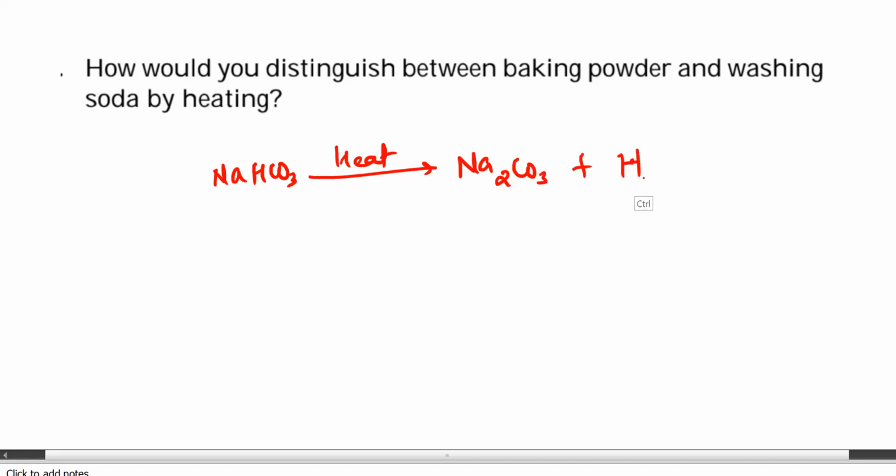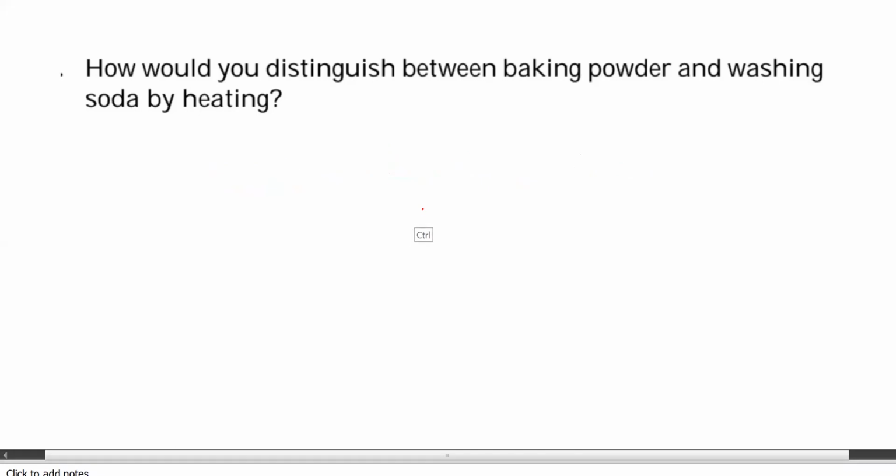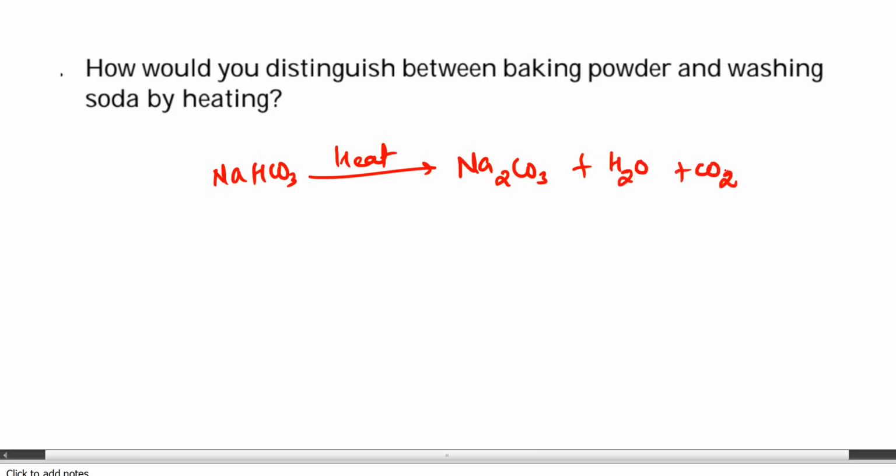Na2CO3 plus heat, plus water plus carbon dioxide. Okay. But when you heat washing soda, Na2CO3.10H2O, this does not disintegrate.